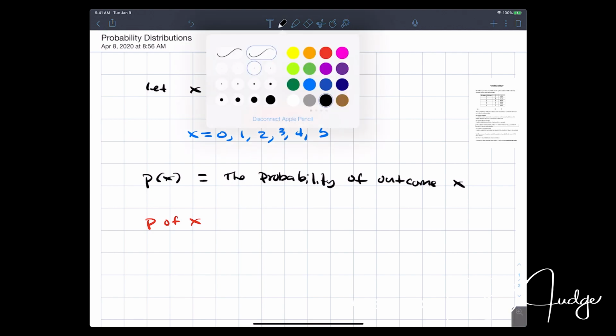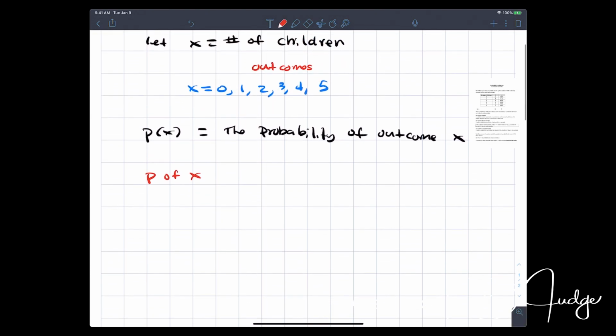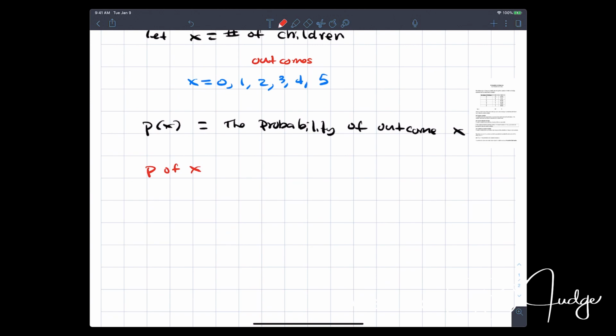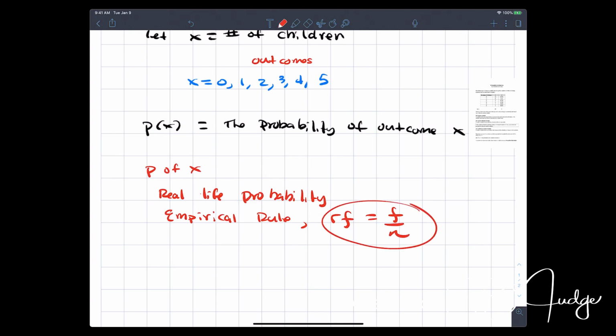So let me tell you something here. We have something known as a real-life probability. This is what you're dealing with. This is known as my empirical rule. What that is, the relative frequency is thought of as being a real-life probability. The relative frequency was the frequency over the sample size, if you guys remember that. It's a real life probability.